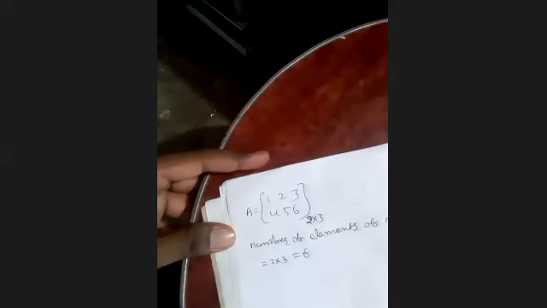2 into 3, 6. Suppose 2 cross 2, 2 2s are 4. Suppose 3 cross 3, 3 3s are 9. Suppose 5 cross 10, 5 10s are 50. Like that we should write the number of elements in the matrix.